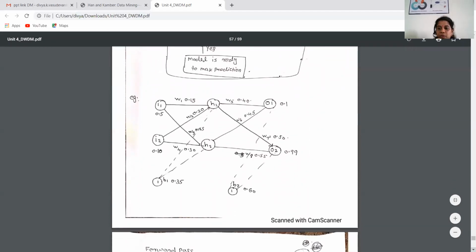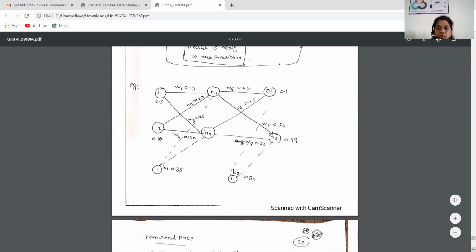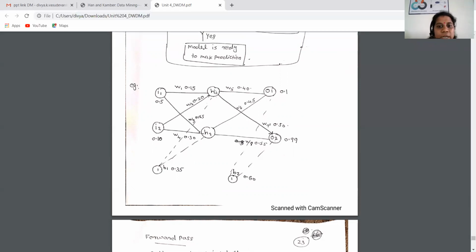Now we will see one example of how to do the back propagation. Here it is given. You can see I1, I2, two inputs. This is the input layer, and hidden layers H1 and H2, two nodes in the hidden layer. Only one hidden layer we are considering here, and the hidden layer has two nodes H1 and H2, and two outputs O1 and O2.